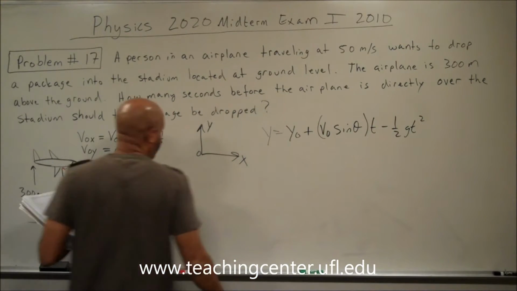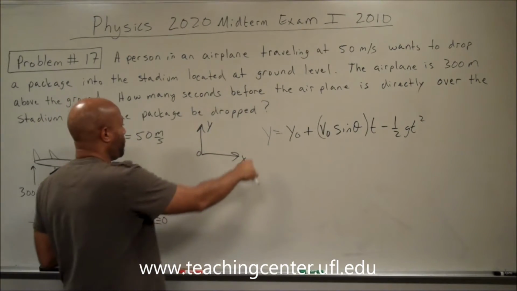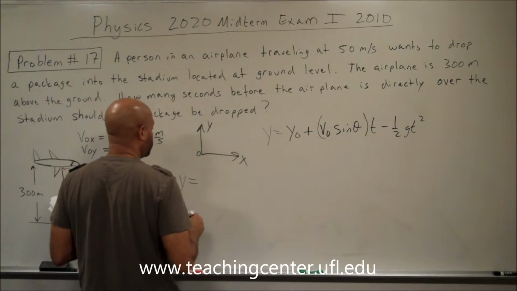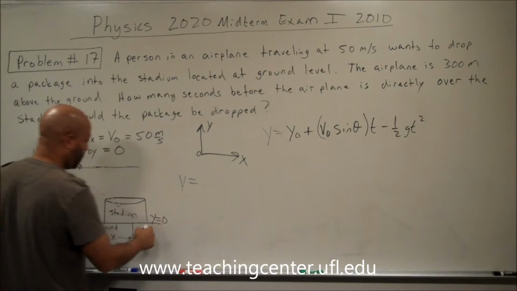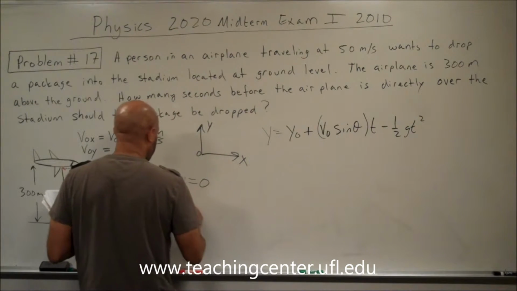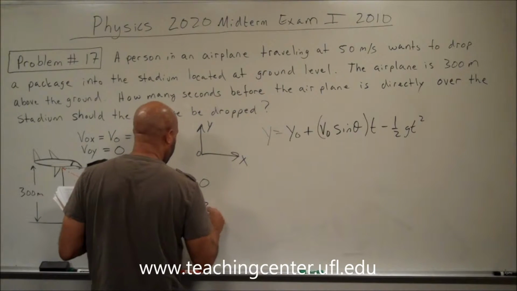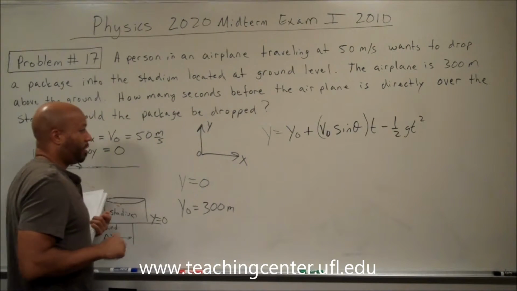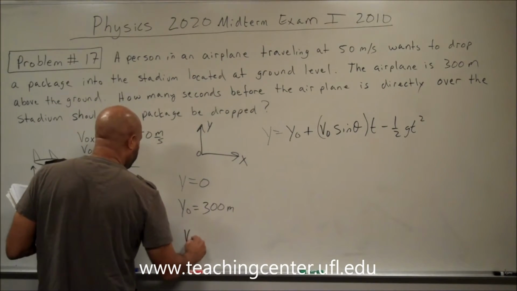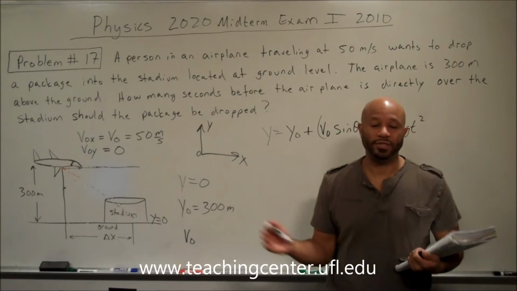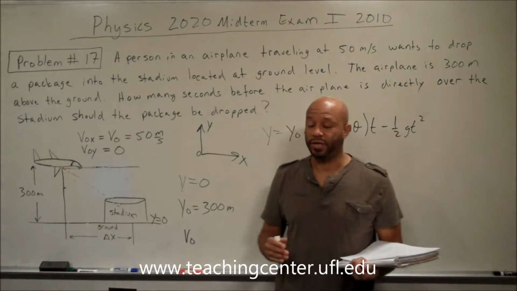Okay, and so we know our y value. Our y is our final y, so that's where the object is going to hit the ground, so that's going to be 0. Our initial y, the object starts at 300 meters. The initial velocity, we know that the initial velocity in the x direction is 50 meters per second.